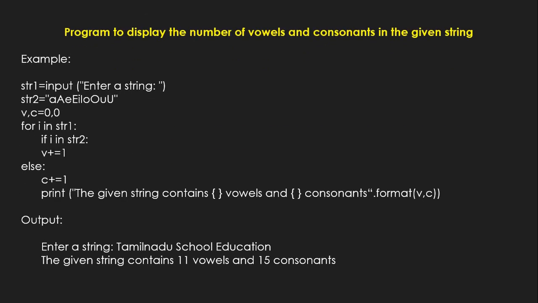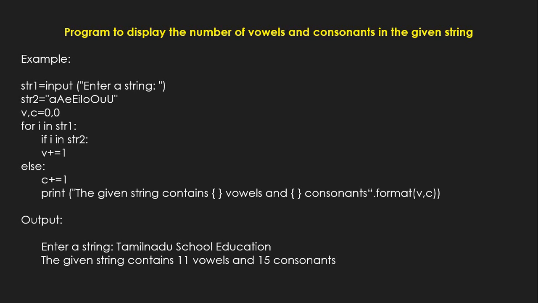Next I'm going to talk about how to display the number of vowels and consonants in a given string. Vowels, you know, A, E, I, O, U are called vowels, and consonants which do not belong to vowels are called consonants. You're going to enter a string and store it under str1. In str2, I'm going to store the string A, E, I, O, U, both small letter and capital letter there.